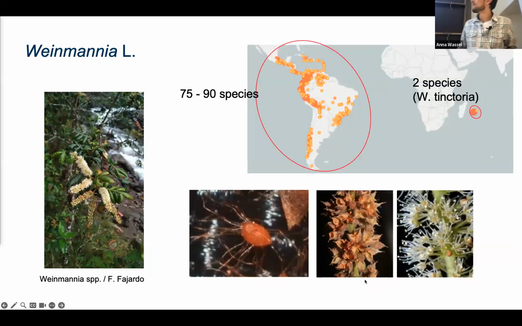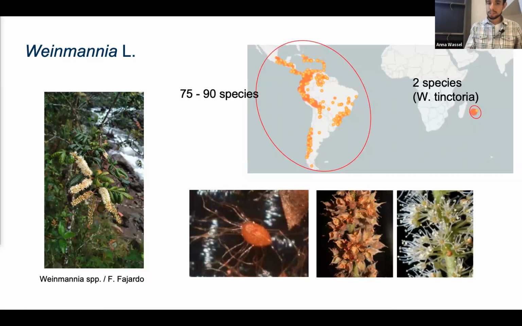So first of all, Weizmannia is a diverse genus of trees and shrubs. They're considered the largest genus of the family, and about 75 to 90 species have been recognized in the Neotropics and 2 species in the Mascarene Islands. This genus typically has small fragrant flowers that attract bees and other small insects, and they form a paniculate inflorescence.